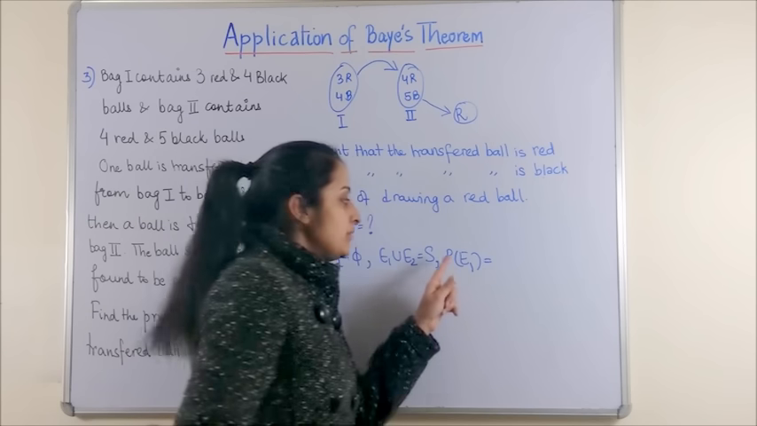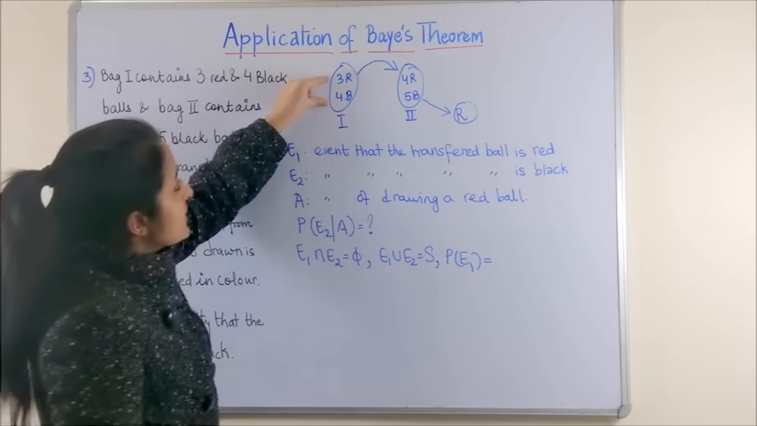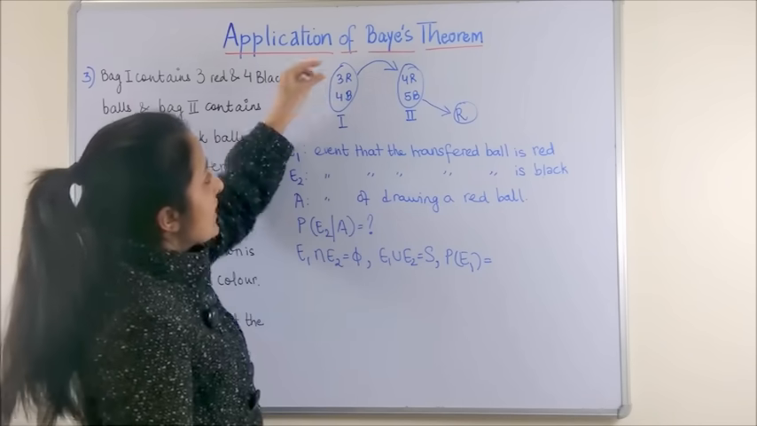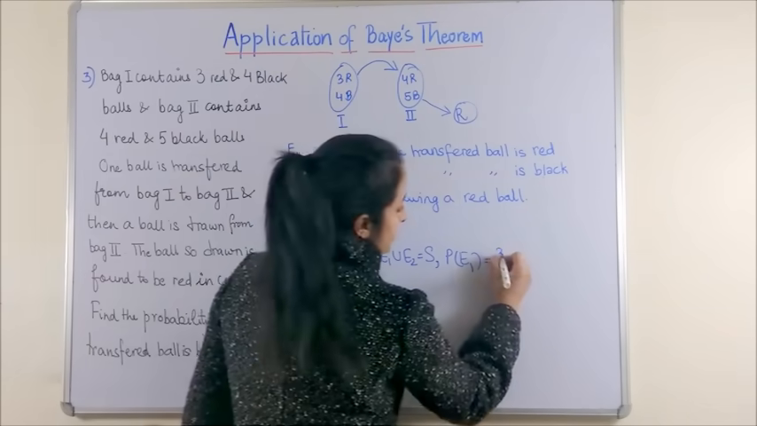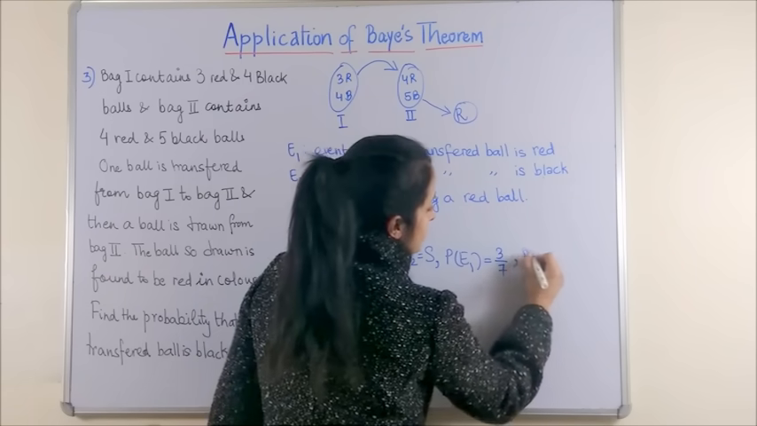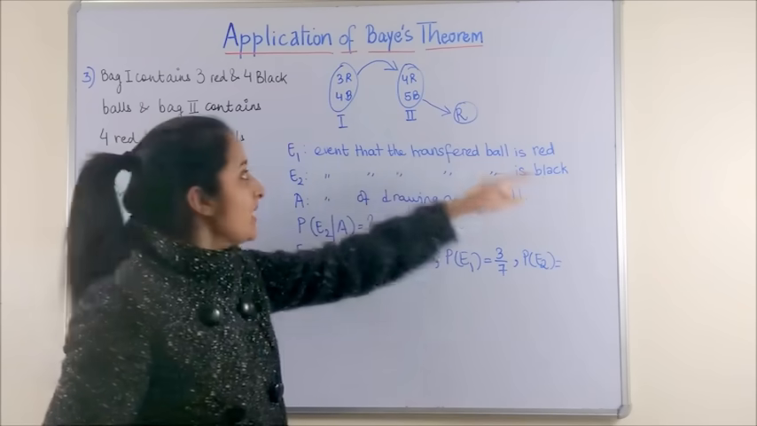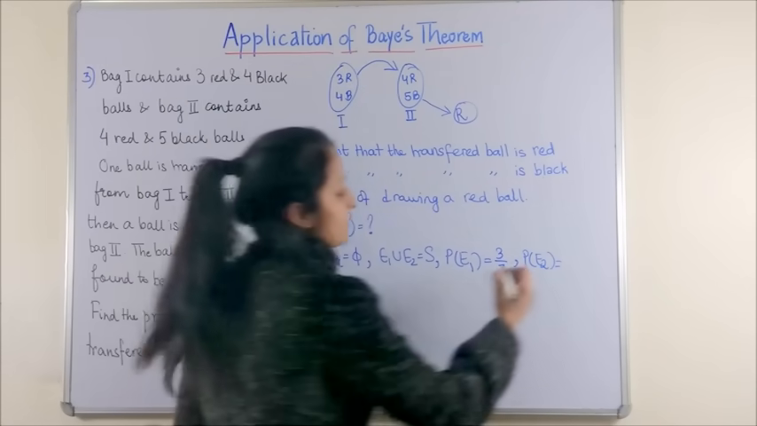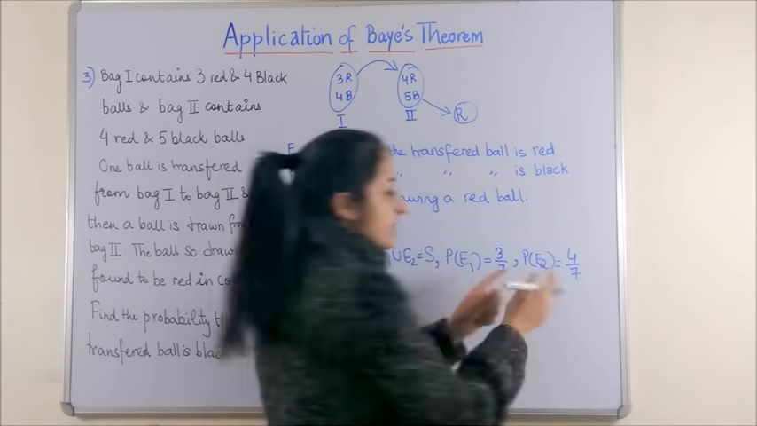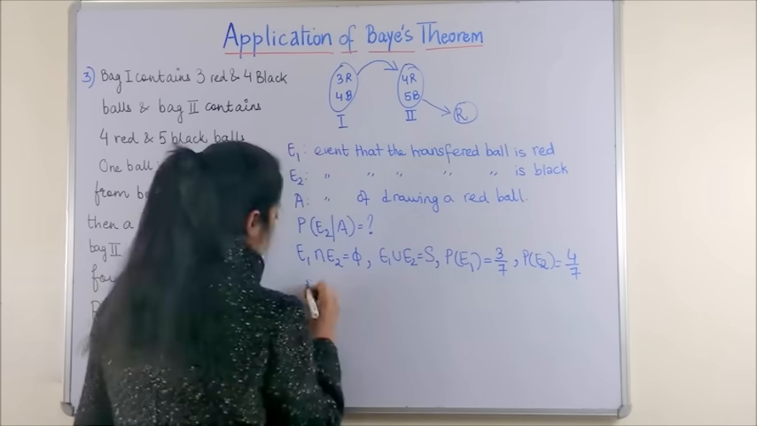Probability of the transferred ball being red depends on the first bag. So the probability of actually picking the red ball and transferring it is 3 by 7. And similarly, P of E2, which is the probability of transferring a black ball, would depend on how I pick the black ball from here, which is 4 by 7. So both of them are lying between 0 and 1. Let's apply the conclusion of Bayes.